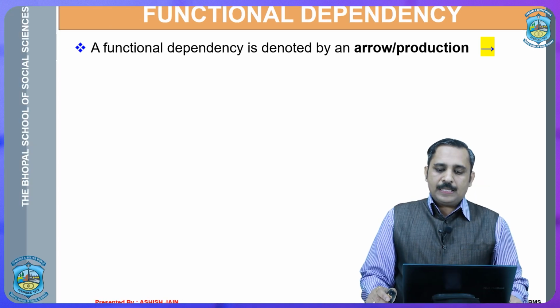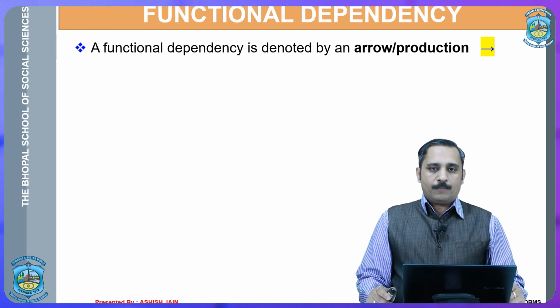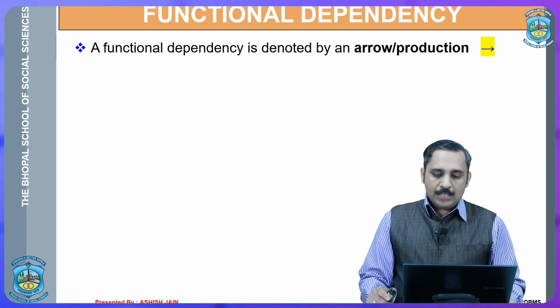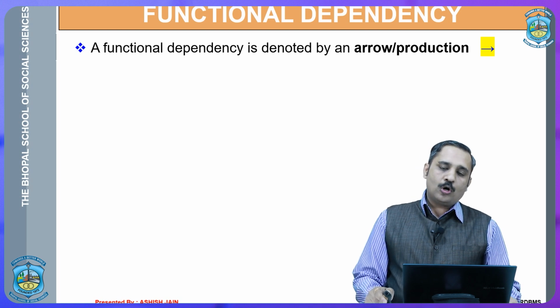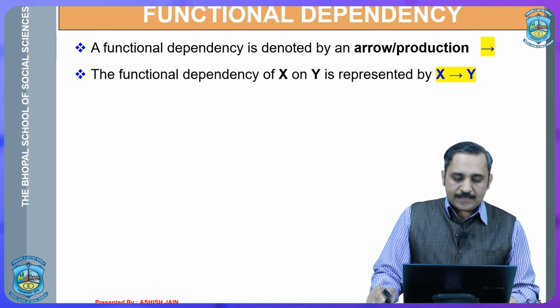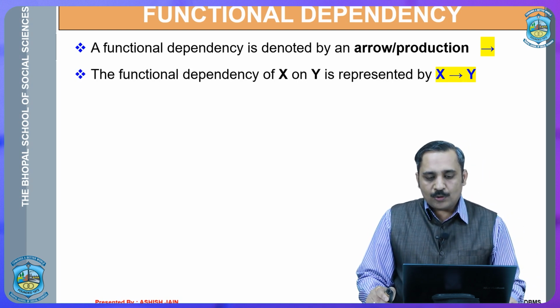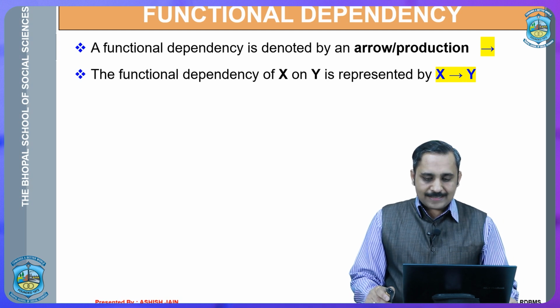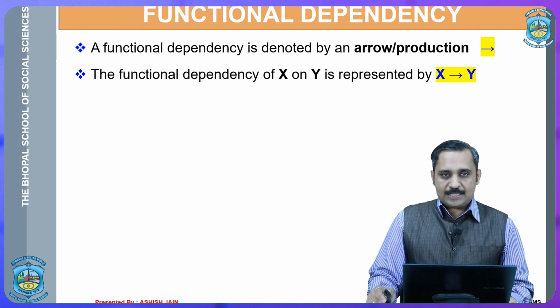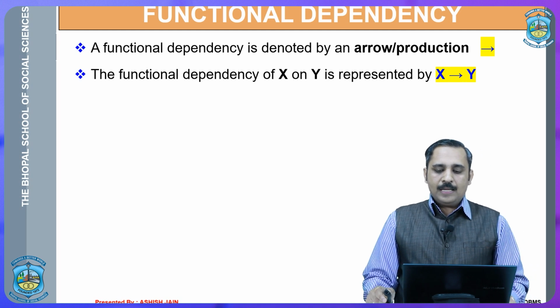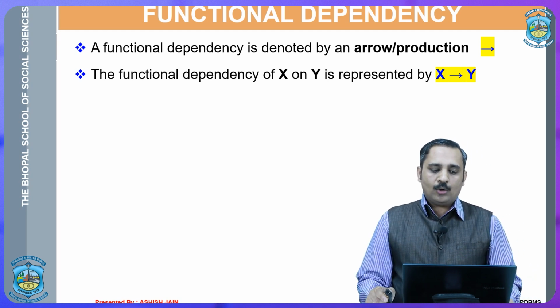We denote functional dependency mathematically using a notation which uses an arrow symbol. So we say that a functional dependency of y on x is represented as x arrow y. That means y is functionally dependent on x. We read this line from right to left: y is functionally dependent on x.